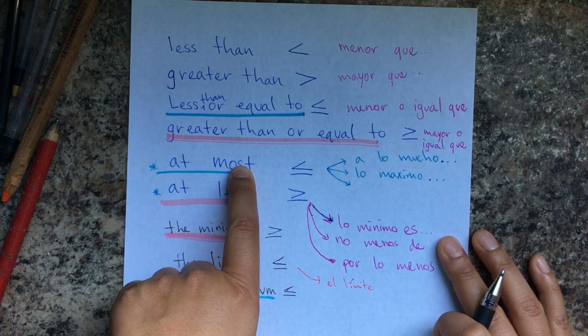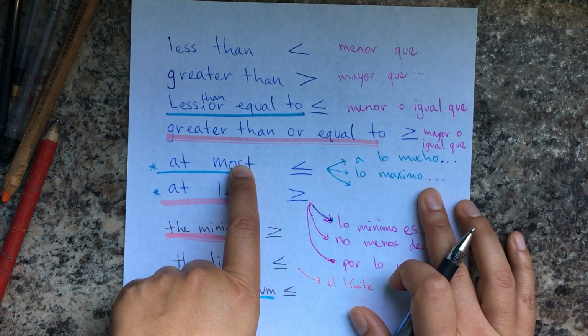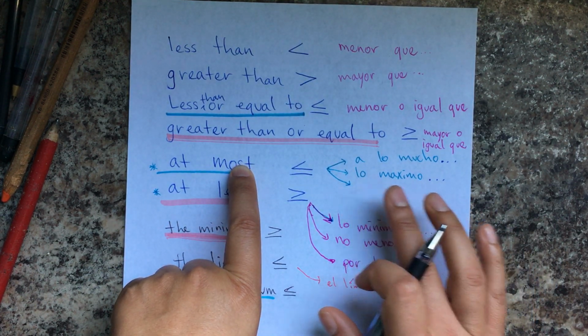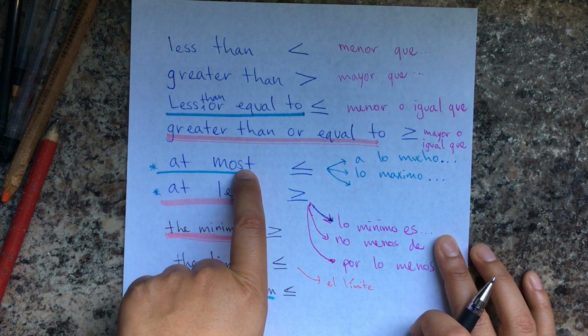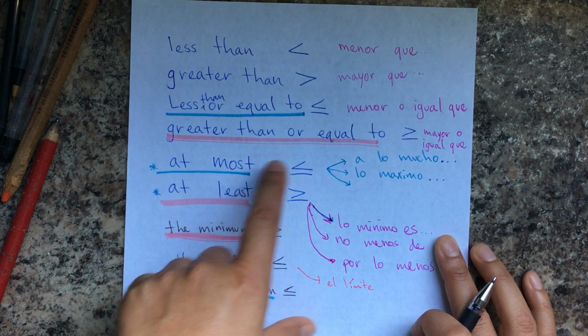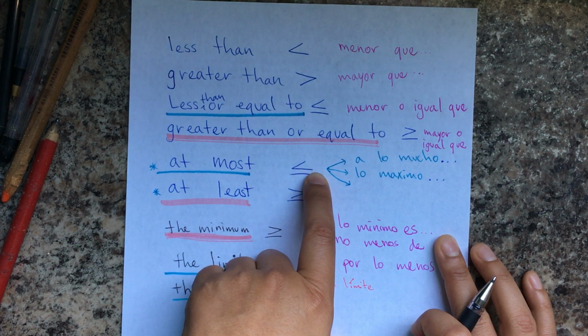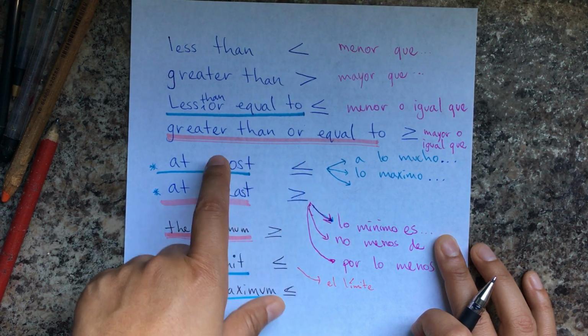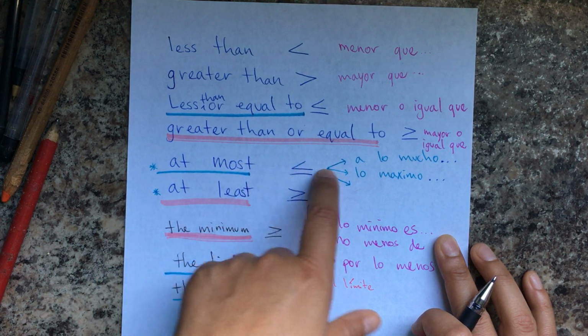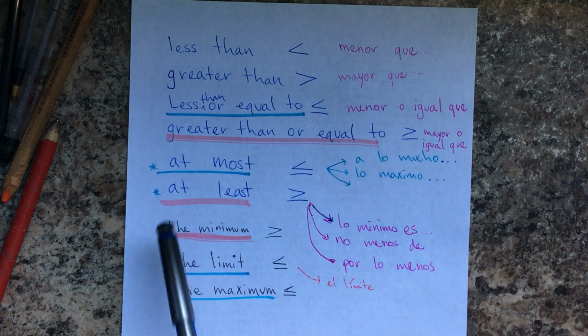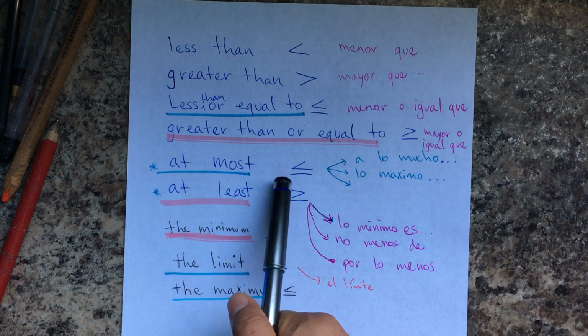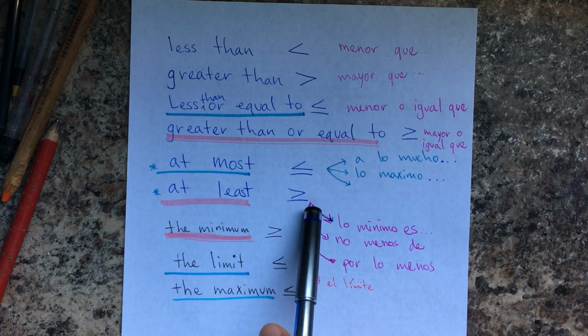At most, a lo mucho, lo máximo. Tiene que ser menos que eso. At most, and a lot of people get confused with that one. It's actually less or equal to, okay? So at most, less or equal to. At least is the opposite, greater or equal to.